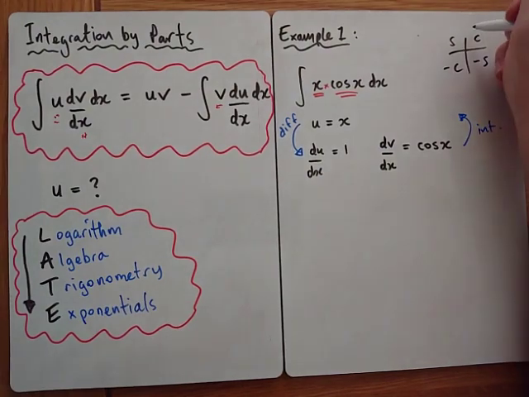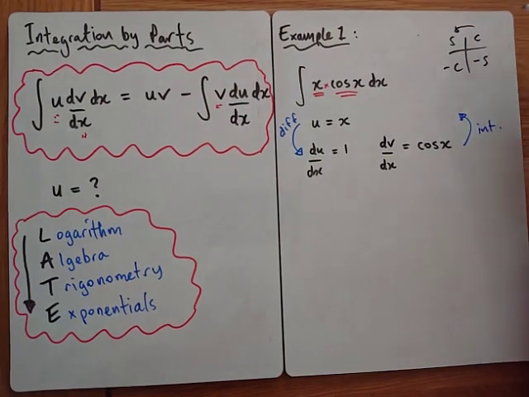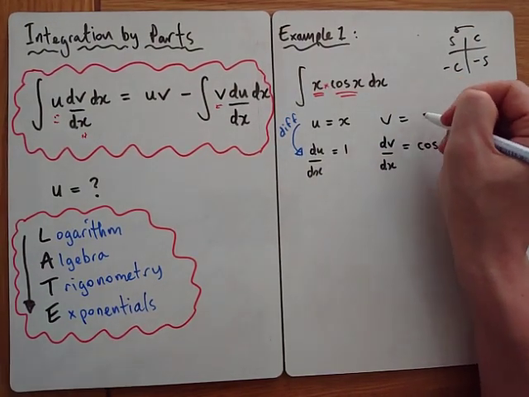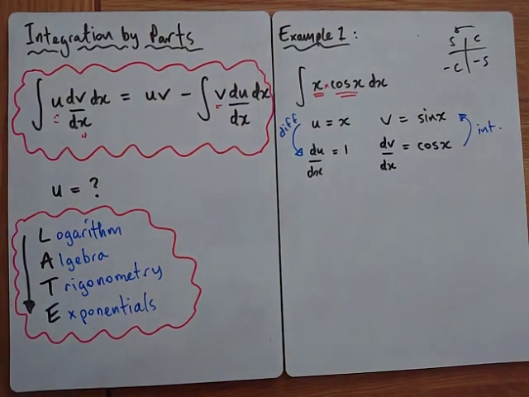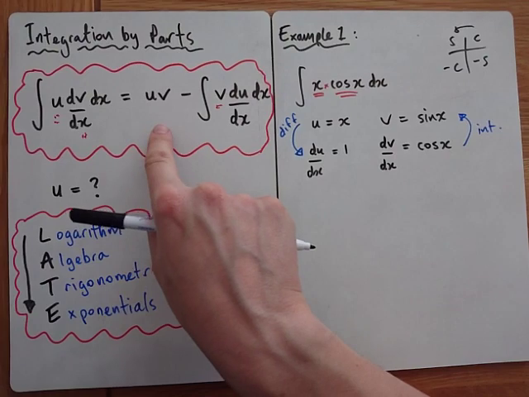So don't forget, integrate anti-clockwise. So v would equal sine x. So now that we've got everything that we need, we now look at the right hand side of this.